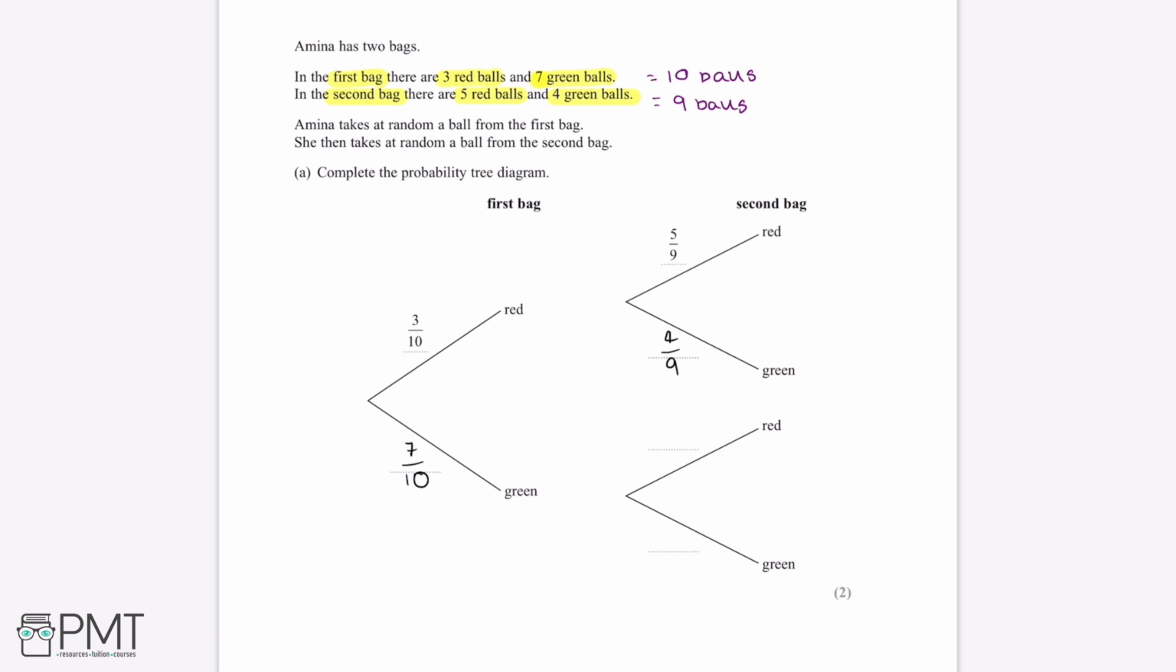And because the probability of the second bag does not depend on the first bag, this means that the probability of the second bag for this part of the tree diagram will be exactly the same as this part. So therefore, the probability of choosing out a red ball from the second bag will be 5 over 9, and then the probability for choosing a green ball will be 4 over 9. And this question's worth 2 marks, and we'll get both marks for correctly filling in this probability tree diagram.